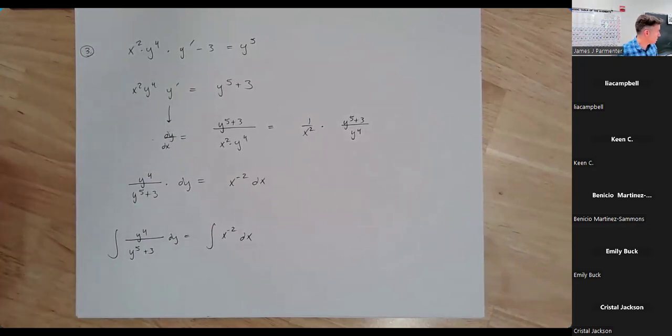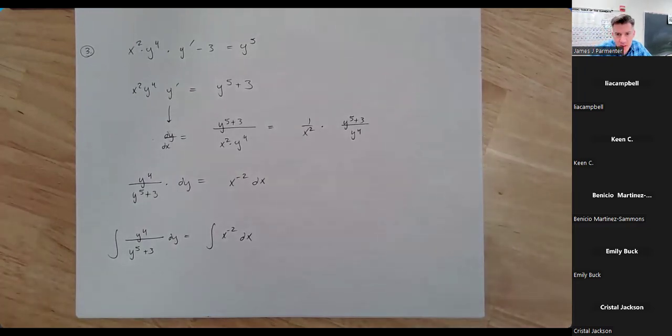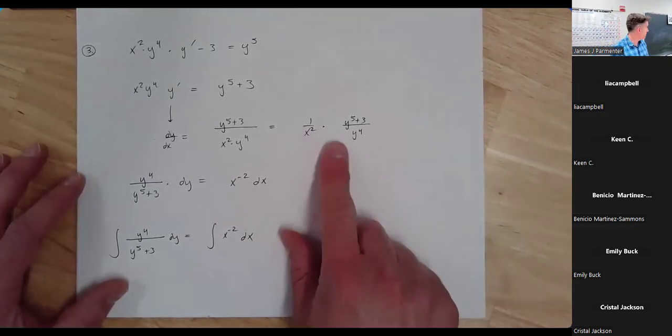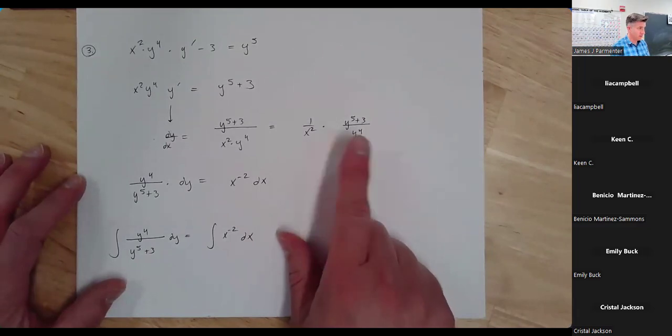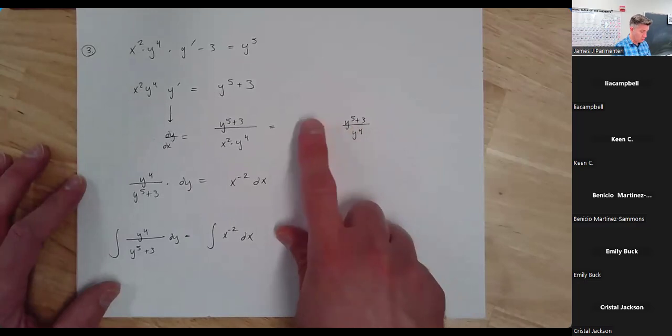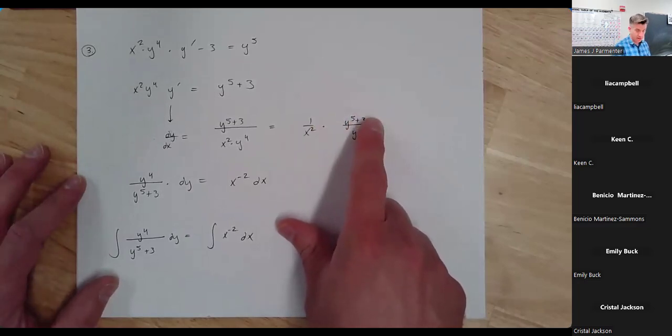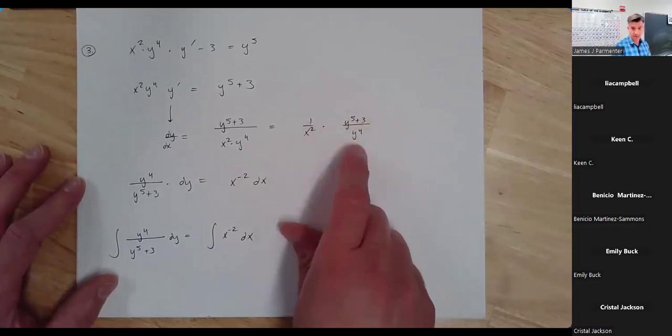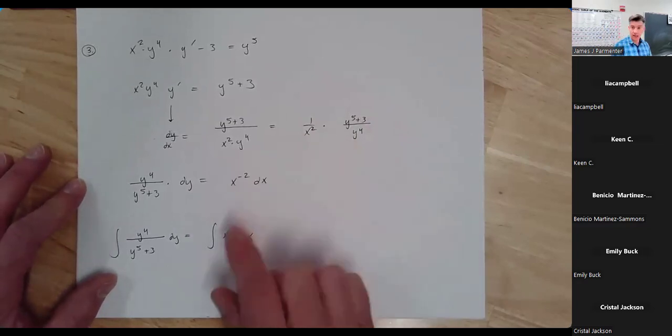Oh, sorry, there's a question. We are allowed to split up multiplication in the denominator. Yeah, you can totally split up multiplication in the denominator. Totally valid. Yep. When you multiply a fraction by another fraction, you multiply the top times the top and the bottom times the bottom. So the top times the top is just 1 times y to the 5th plus 3, and the bottom times the bottom is just x squared times y to the 4th, which is exactly what we have over here. So yes, totally allowed.